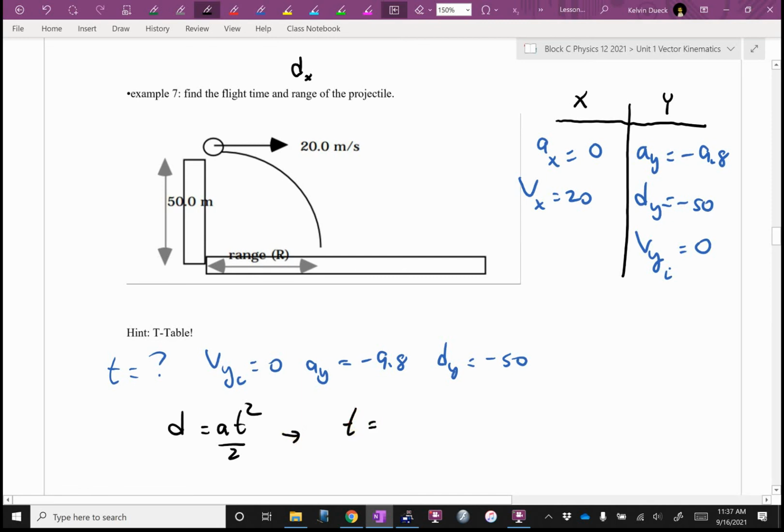Times the 2 over, divide the a, square root. Or if you're someone who, instead of dividing by 2, puts a 0.5 in front, it would be divide by 0.5. On the bottom, you'd have a 0.5. I don't care which one you use.